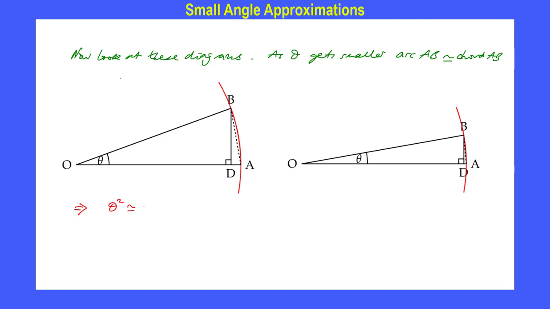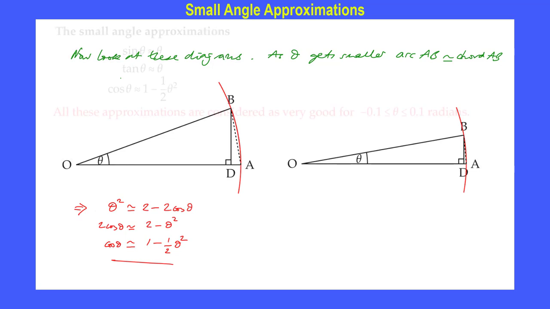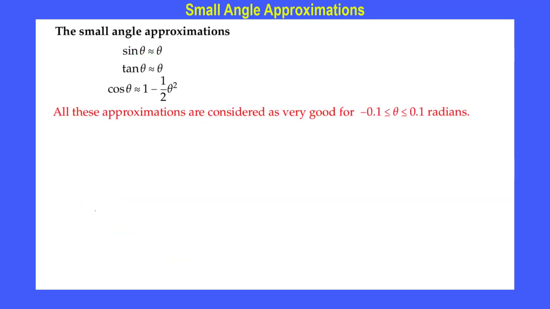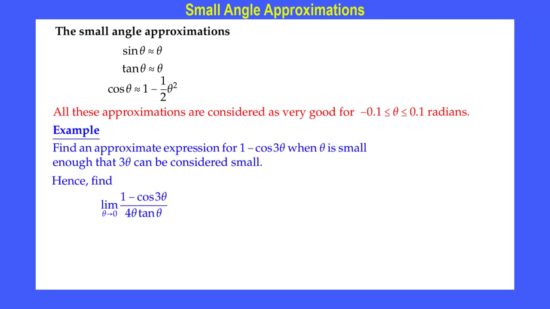Using this information and the previous results, we can write that theta squared is approximately the same as 2 minus 2 cos theta. And then rearranging this to get cos theta as the subject, we get cos theta is approximately 1 minus a half theta squared. This is our third small angle approximation. So these small angle approximations will be given to you in the formulas on the question paper, and they're pretty well valid when theta is between minus 0.1 and 0.1 radians.